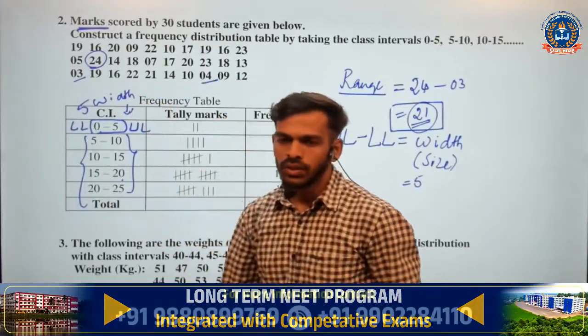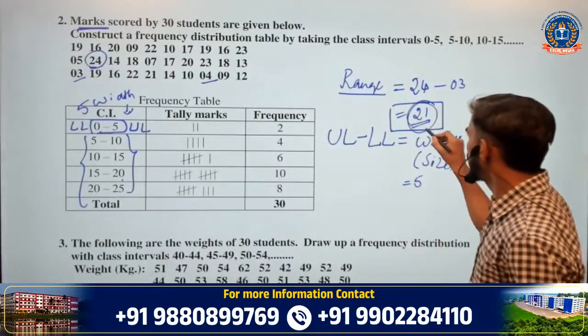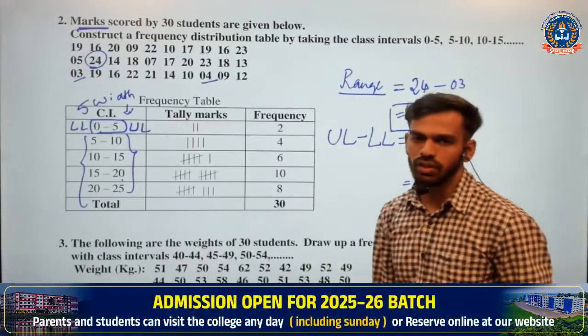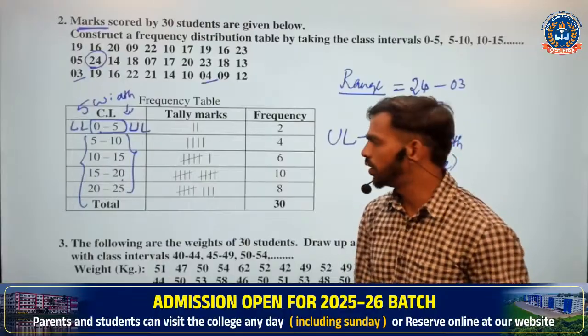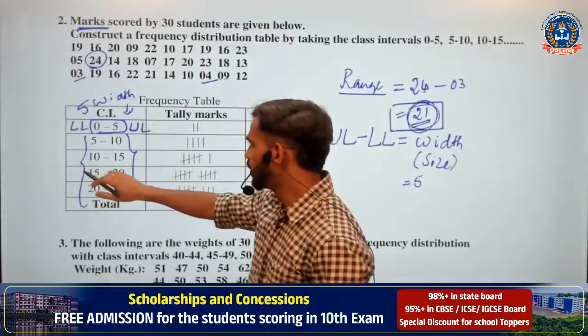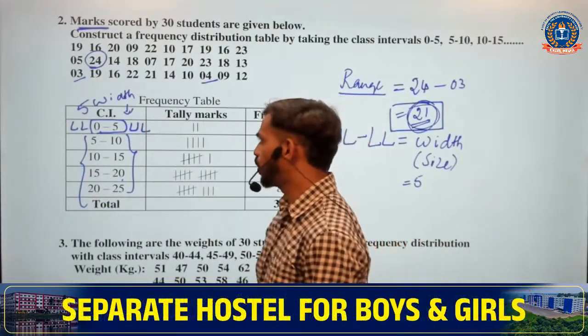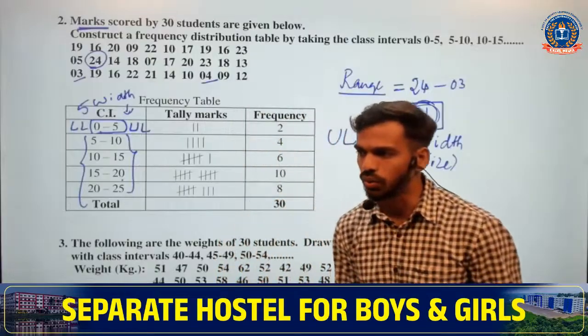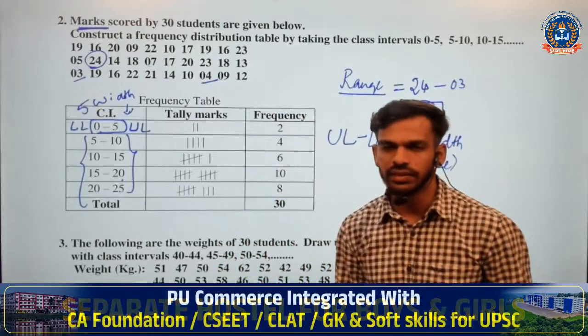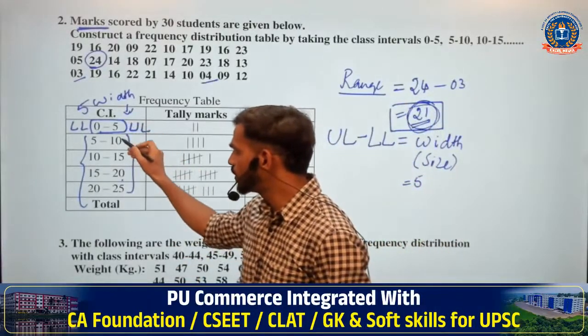Okay, so why didn't we consider width 10 here? Because the range is not too large here. If we consider 10, it will be completed with only 0 to 10, 10 to 20. We can have only 2 classes. Usually we will consider a minimum of 4 classes. These are nothing but class intervals, nothing but classes.